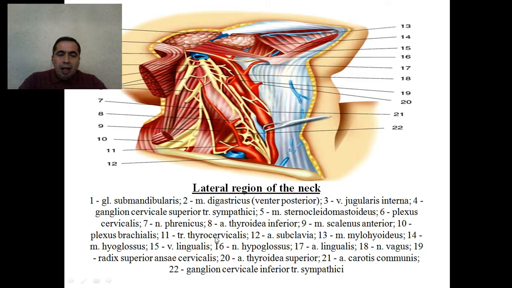And here I want to explain that the truncus thyrocervicalis is a branch of the subclavian artery. The subclavian artery gives this branch, and this branch also has a branch, the inferior thyroid artery. It's very important for vascularization of the thyroid gland.